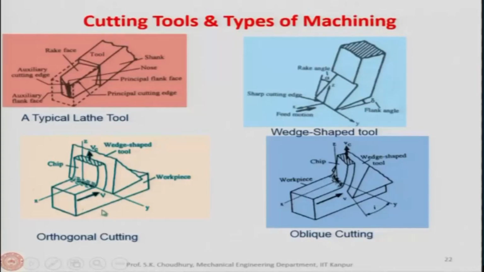Well, so basically all the cutting processes are categorized into two groups. One is the orthogonal cutting and another is the oblique cutting.